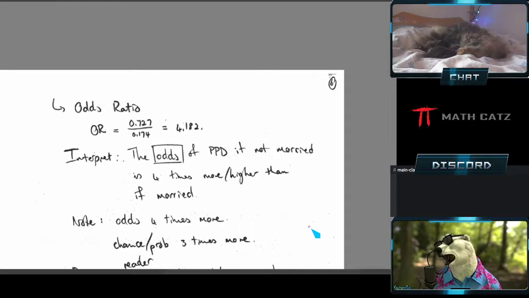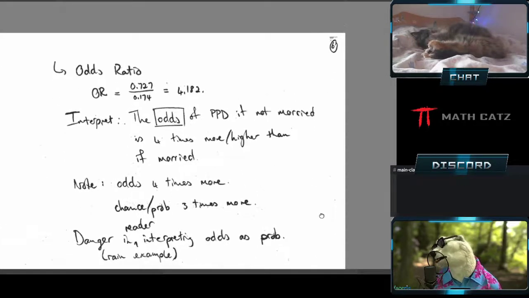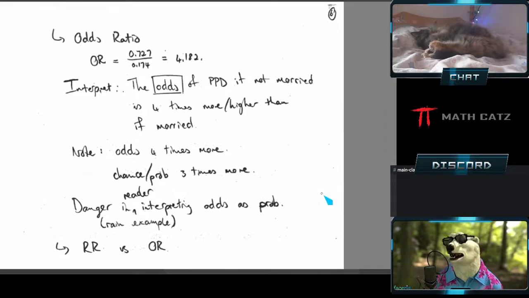Because readers don't always understand odds versus probabilities and how they are linked but not the same, there is a real risk and a real danger for the reader to not correctly interpret the odds ratio. And there is a debate between which one should be presented, which one should be used. Should we use both all the time? Should we just stick to one?